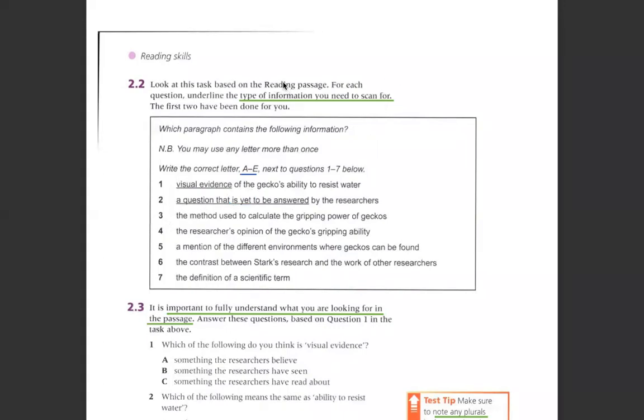Please type in the chat box. Which word would you underline? For what type of information do we need to find for number 3? What word would you underline here for the type? Yeah, great, method, right? Number 4. What would we underline for number 4? Great, opinion or a researcher's opinion. Be careful, not the writer's opinion, but the researcher's opinion.